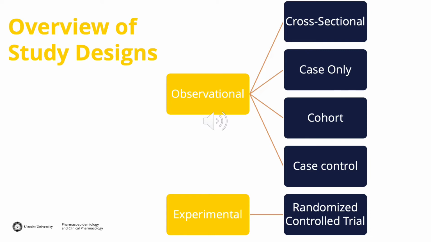So again, just as a reminder, experimental studies or randomized controlled trial, when we actually assign a treatment to patients, we randomly assign treatment to patients. But in observational studies, we just observe what treatment a patient has received in real-world clinical practice as a result of their characteristics. So examples of observational studies are cross-sectional studies, case-only studies, cohort studies, and case control studies.